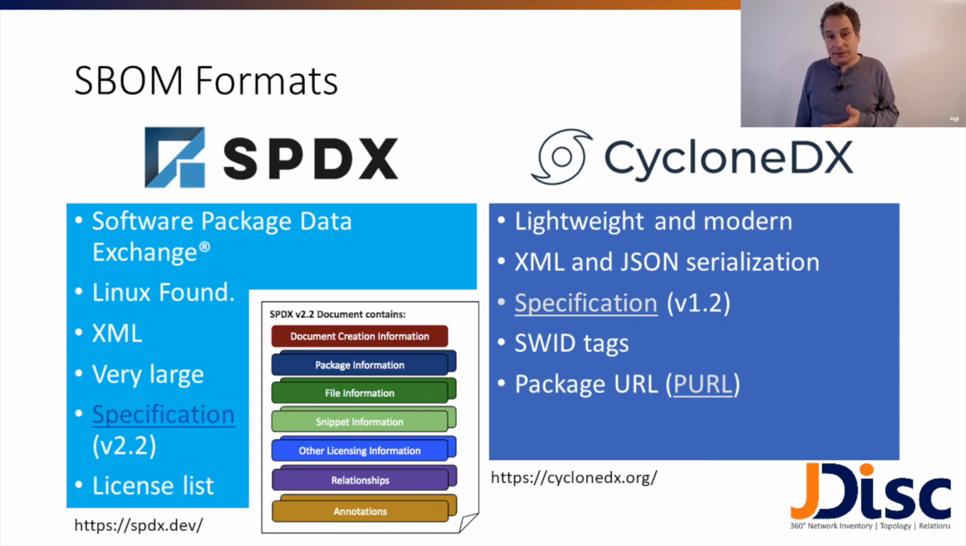CycloneDX on the other side tries to be a lightweight and modern format of an SBOM specification. It has both an XML and a JSON representation and a smaller specification which concentrates on the most important artifacts of an SBOM. It uses standards like SWID, software IDs from the ISO IEC, as well as package URLs, PURLs, to represent artifacts like libraries and components. More information can be found on CycloneDX.org.